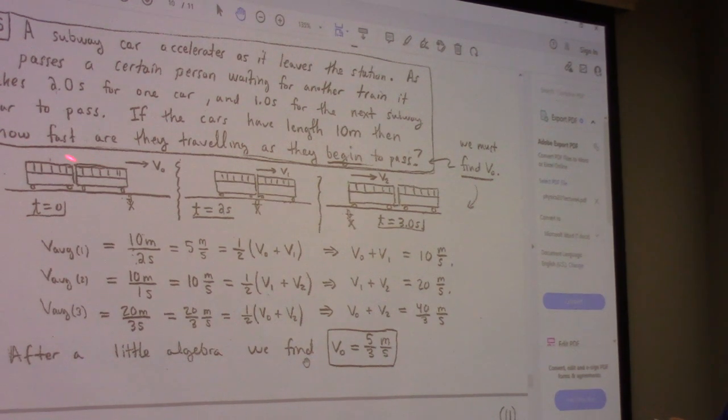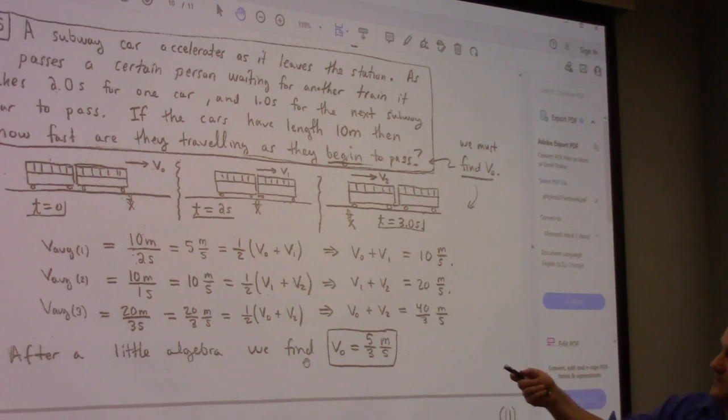So the way I did it was to use the average velocity idea. See, because the average over the first 2 seconds is, I take the initial velocity, which is v0, the final velocity, which is v1. So 1/2 of the initial and final velocities is equal to the average velocity, which is what? Well, he's gone 10 meters in 2 seconds, right? So the average velocity is 5 meters per second.